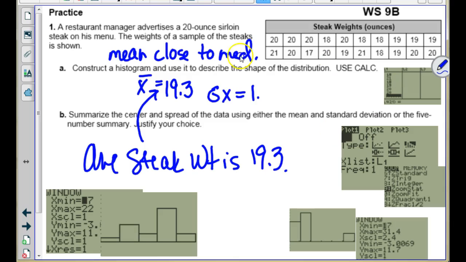I would say he needs to start buying a few more steaks if he's going to advertise 20. A few more bigger ones. I mean, making sure they're closer to 20. So, all right, moving on.